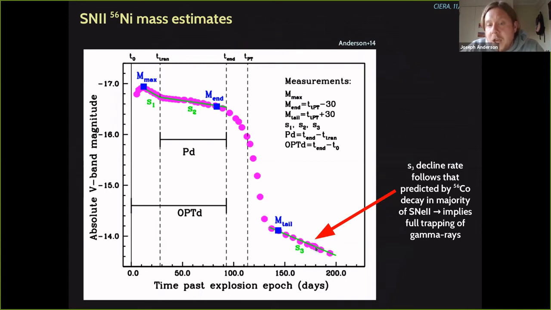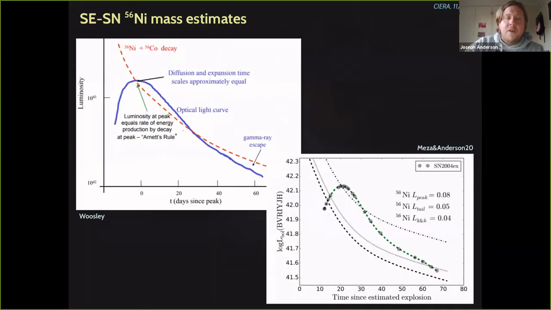So therefore, at any point on here, we can basically say, okay, what's the luminosity here? What's the time since explosion? And we can calculate the nickel mass in this way. And I think that's really robust. I think it's hard to argue with the theoretical modeling aspect of that. For stripped envelope supernovae, it's more difficult.